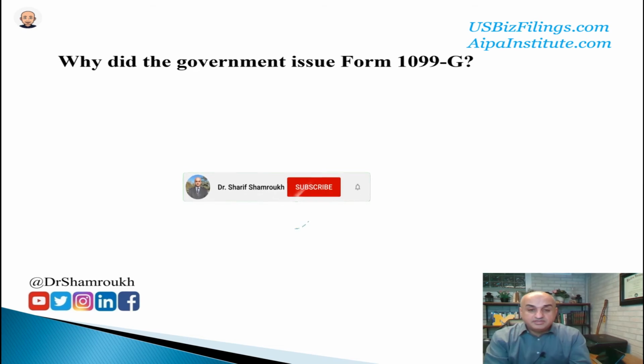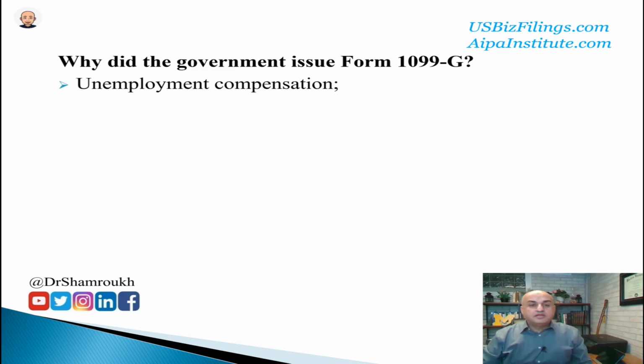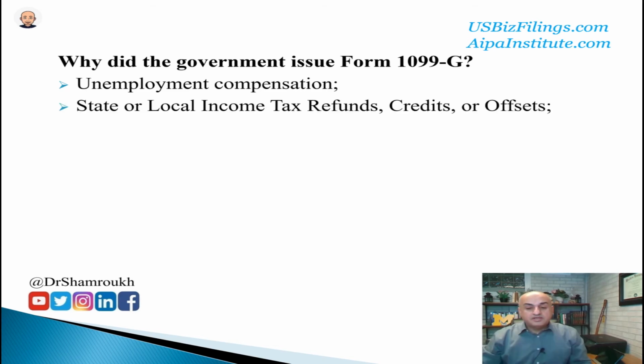Now, let me answer this important question. Why did the government issue Form 1099-G, and what are the common situations that the government relies on to issue this form? The first situation is unemployment compensation. So any government agency that issued you unemployment compensation during the tax year will send you the Form 1099-G as I explained earlier.